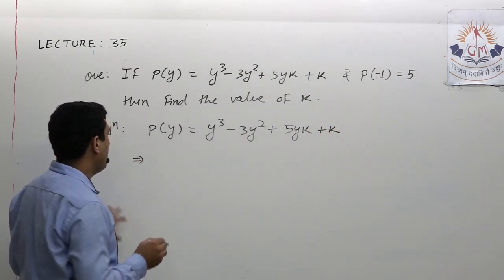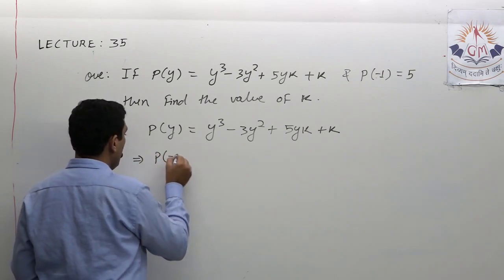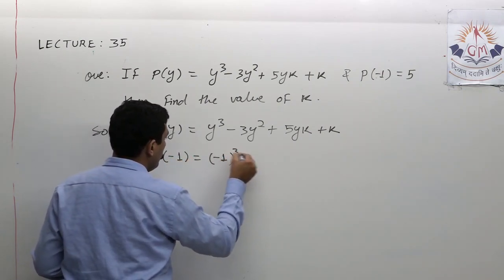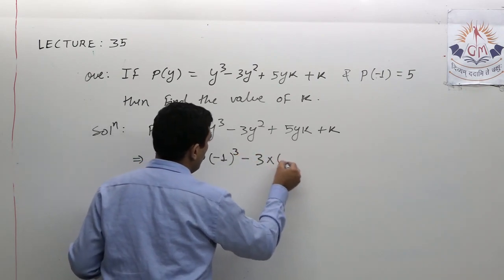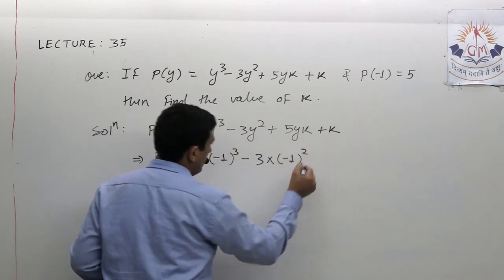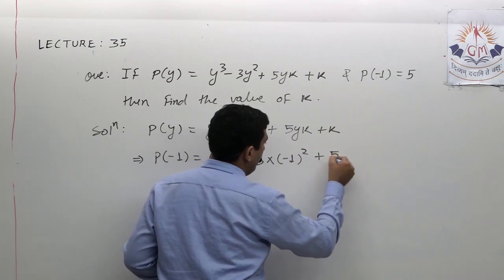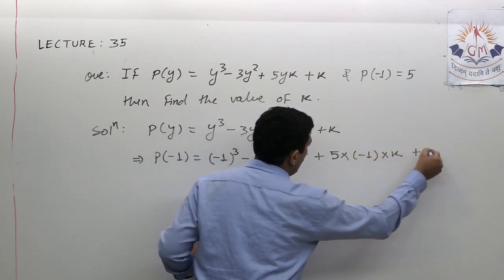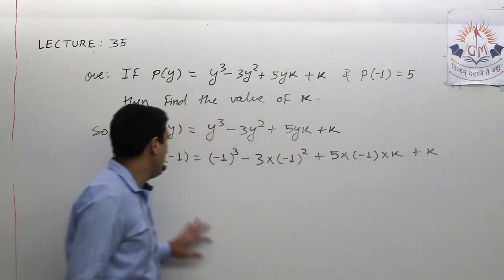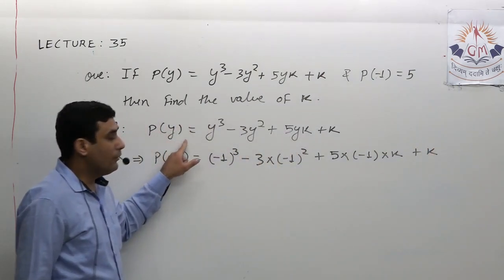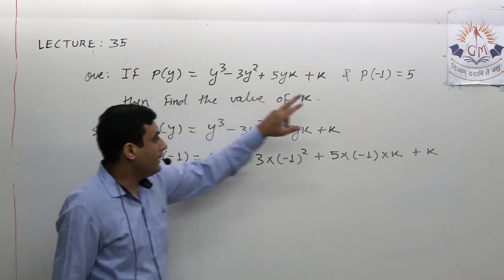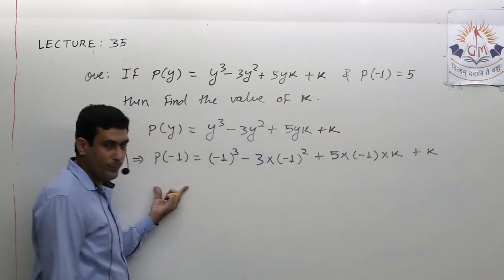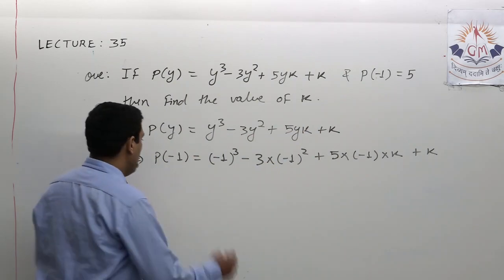Now p of minus 1 is minus 1 cube minus 3 into minus 1 square plus 5 into minus 1 into k plus k. Okay, this is the polynomial, and they are saying p of minus 1 equal to 5. So first we obtain the value of p of minus 1 using the concept.